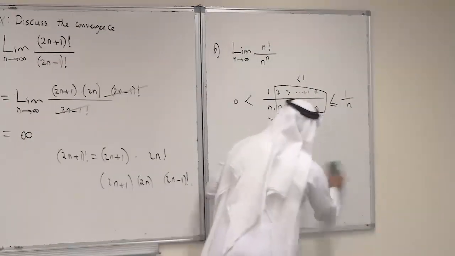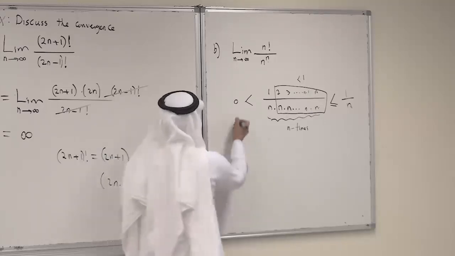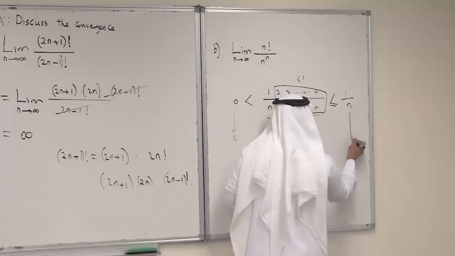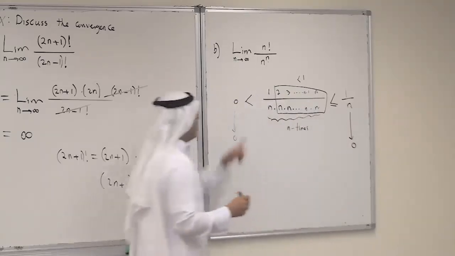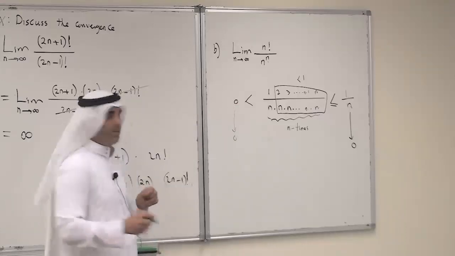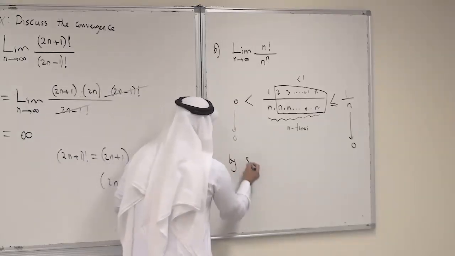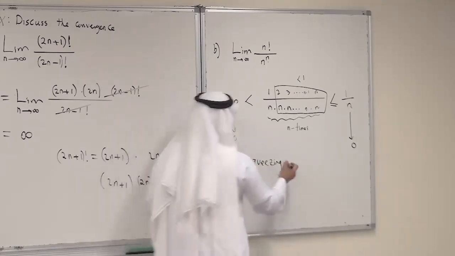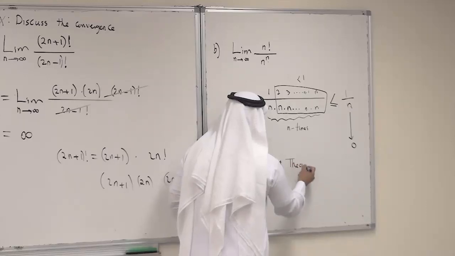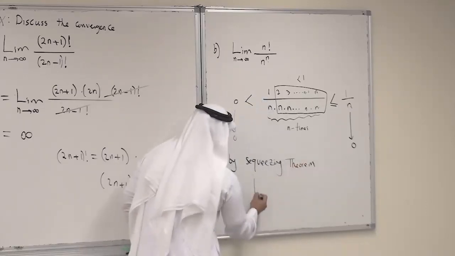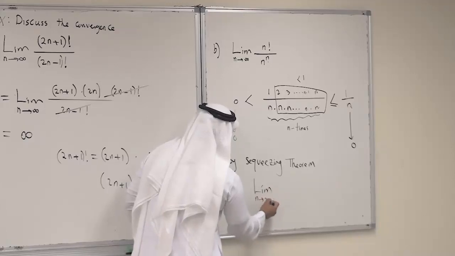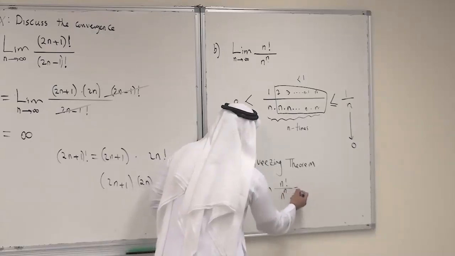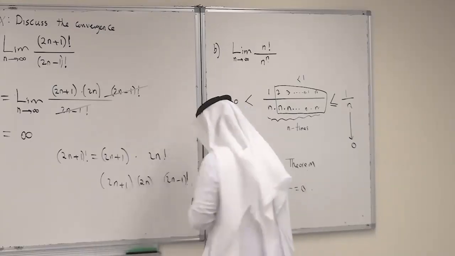What can you say about the limit of this as n goes to infinity? 0. What can you say about this one as n goes to infinity? Also 0. What can you say about the middle one? By the squeezing theorem, the limit of the sequence as n goes to infinity of n factorial over n to the n is also equal to 0.